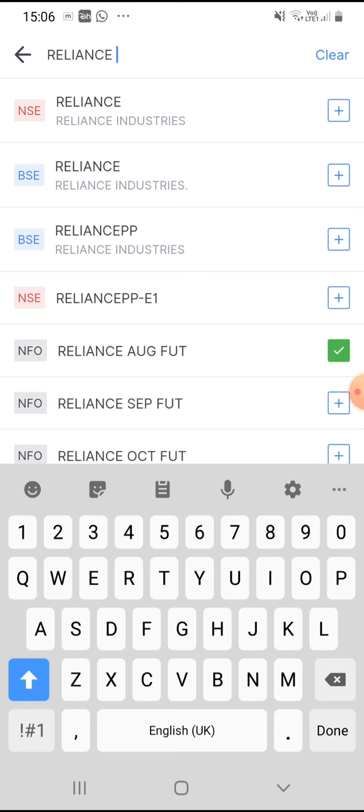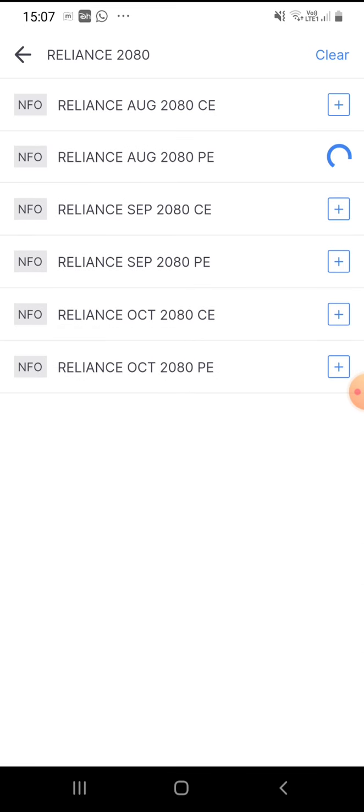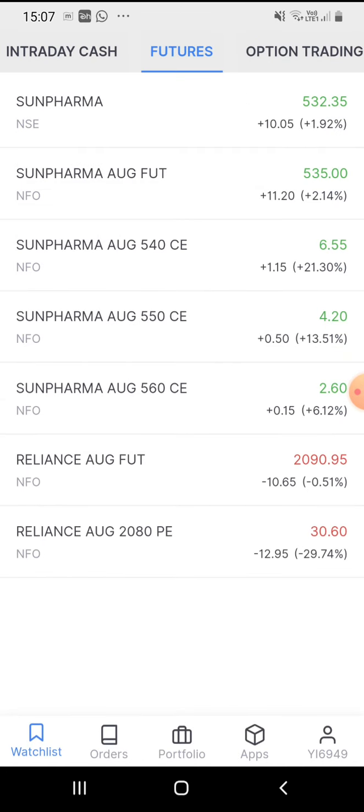We don't have to select 2100. If it is CE, we will select 2100, if it is going upside. Here it is going downside, so the strike also will be downside only. So Reliance 2080 we can buy. CE or PE, it will come down, so PE we will select. So as per our calculation, you can see the difference is 12.95. Okay, 12.95 is the last day's change.